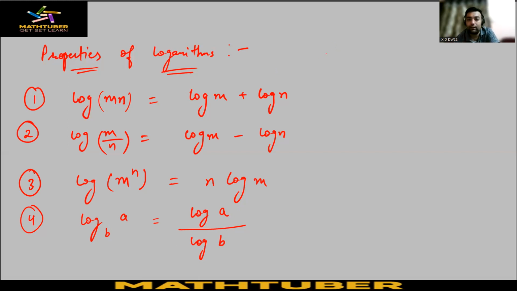Then suppose you have log of a raised to power x with base a, then the answer will be x only because log a with base a becomes 1, right? Then a raised to power log of x with base a also becomes x. And so these are the properties which we can use to find out the answers. So let's do a few questions.